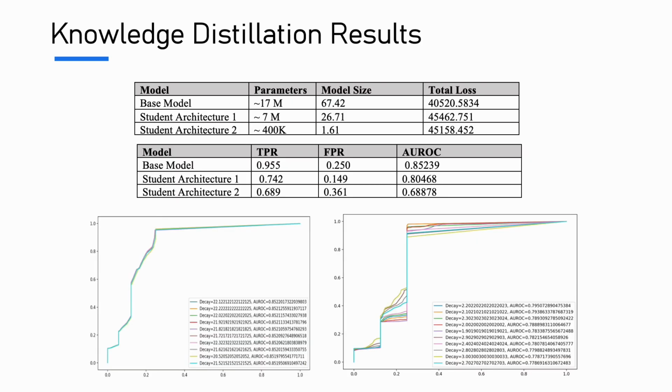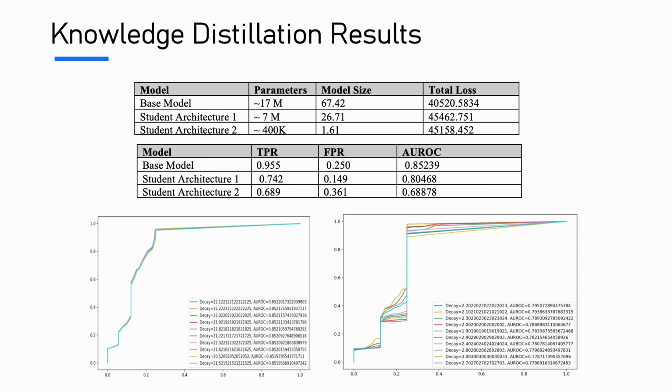In knowledge distillation, the original beta VAE model was used as the teacher model to transfer knowledge to smaller compressed models. Two different student architectures were used. The table summarizes the number of parameters, model size, and the total model loss for different architectures.